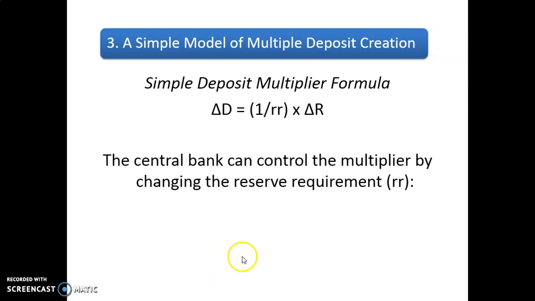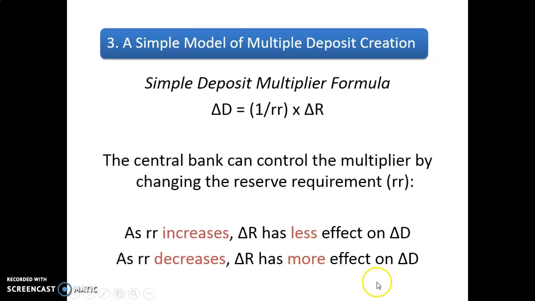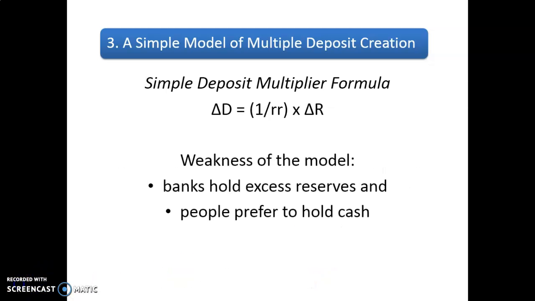So one way the central bank can control the multiplier is by changing the reserve requirement. And that actually happened during the 2008 financial crisis. As reserve requirement increases, the change in reserves has less effect on the change of deposits. And as reserve requirement decreases, change in reserves has more effect on the change of deposits. Weaknesses of this model are that banks tend to hold excess reserves and people prefer to hold cash.